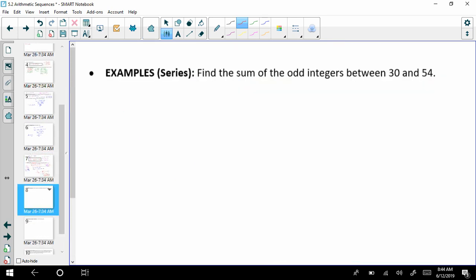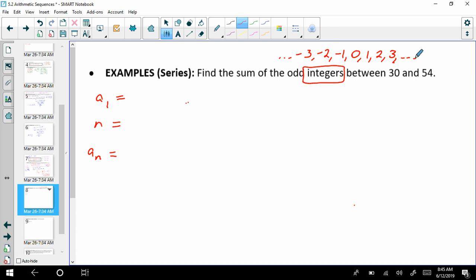Let's look at another one. Find the sum of the odd integers between 30 and 54. Let's see if we can identify the three things we'll need. So the odd integers. So remember, an integer, when we see that word, that's like this. So no decimals, no fractions.